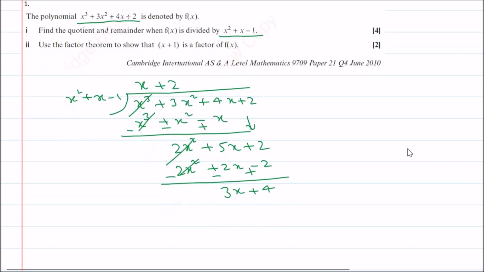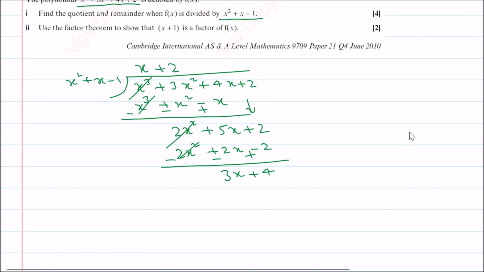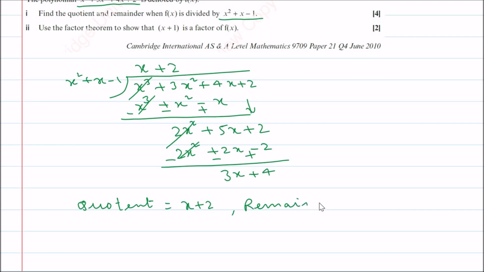Now we need to write down the quotient and remainder. So the quotient Q is equal to x plus 2 and the remainder is equal to 3x plus 4. Okay. So part 1 is done.